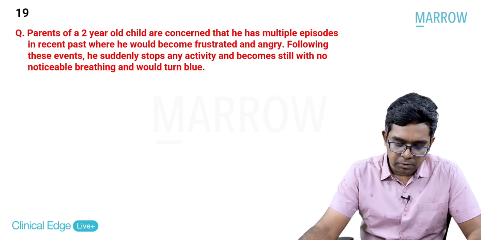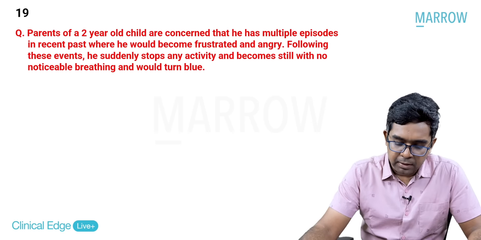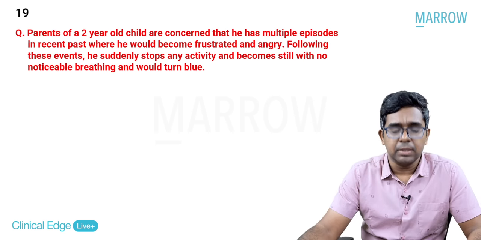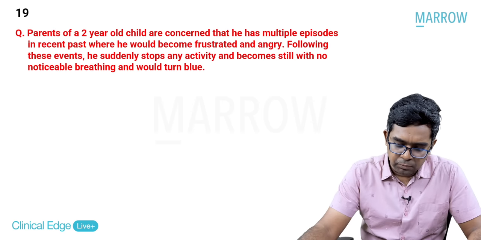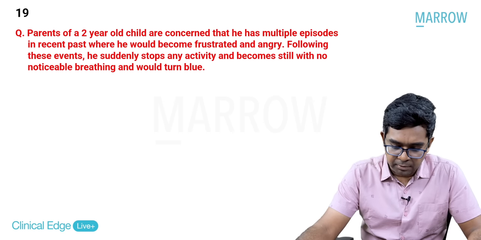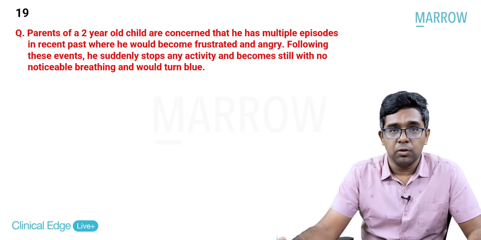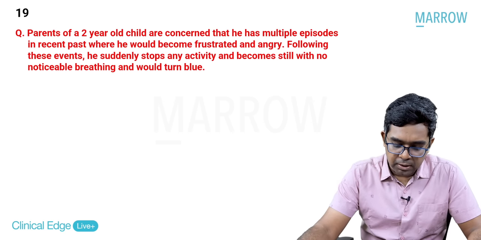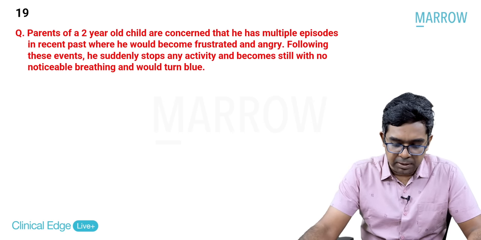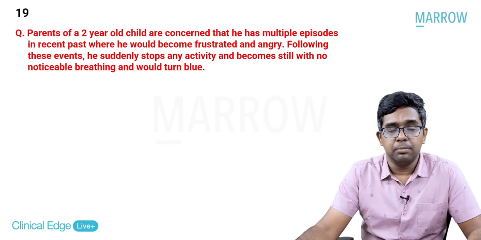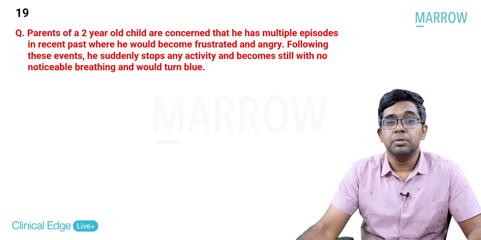Parents of a 2-year-old child are concerned that the child has multiple episodes in the recent past where he would become frustrated and angry. Following these events, that is following a frustration, child would suddenly stop any activity and become still with no noticeable breathing and would turn blue. What is the typical description of this case?